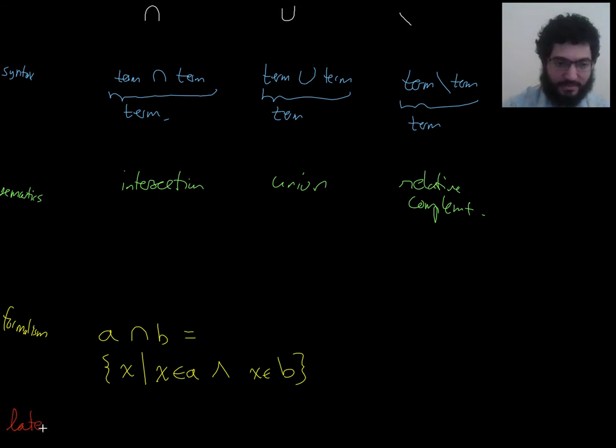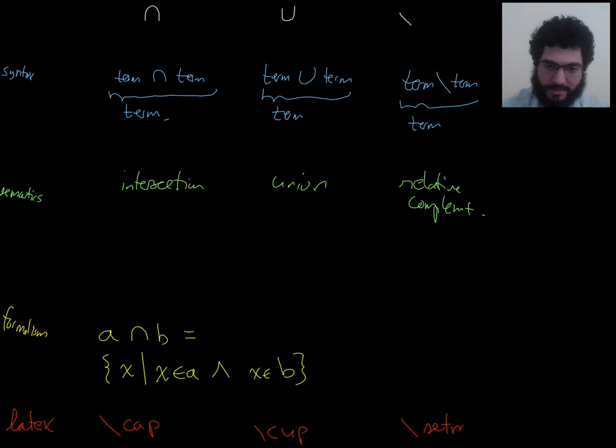And actually, maybe we should have a fourth item for each symbol we introduce, which is the LaTeX. So that symbol will be cap. This one, the union symbol, this is cup. And this one, the relative complement, is set minus, which suggests to you what it might mean, but we'll get into it in a moment.